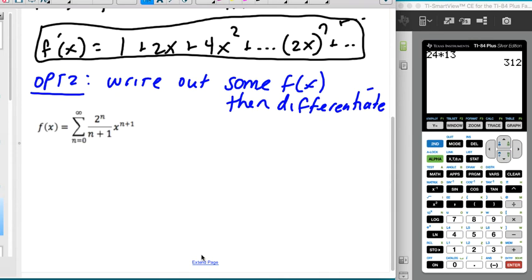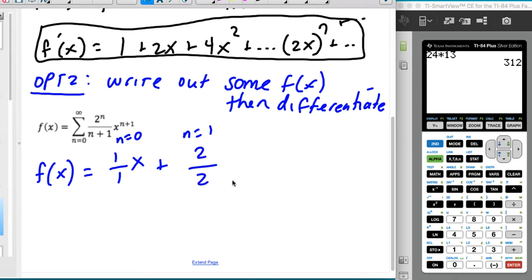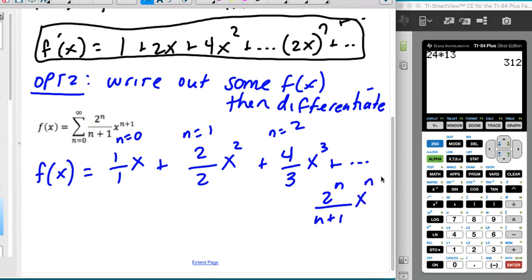All right, so if we did that, if I started with plugging in n is 0, I'd get 1 over 1 times an x to the first, right, that's when n is 0. And when I plug in n is 1, I get a 2 over 2 x to the second, and when I plug in n is 2, I get a 4 over 3 x to the third plus dot, dot, dot. And then when I plug in n, I would just get 2 to the n over n plus 1 times x to the n plus 1, right?